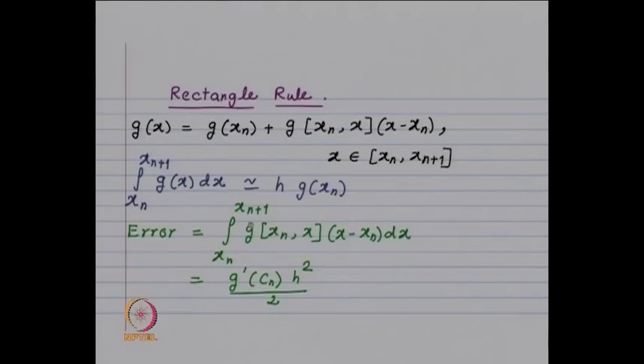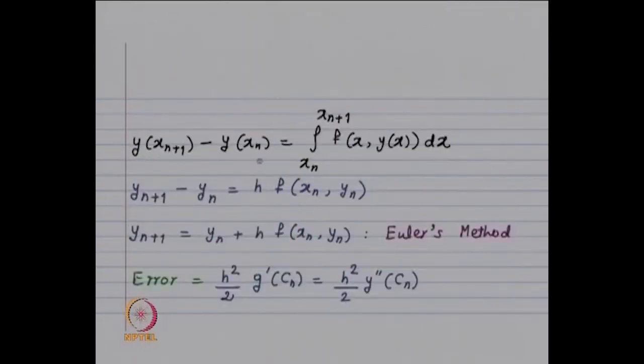So, you can use mean value theorem for integrals, take this out and then replace it by g dash of c n. Integral x n to x n plus 1 x minus x n dx will be x n plus 1 minus x n whole square divided by 2, that means h square by 2. So, this is the rectangle rule. And then y at x n plus 1 minus y at x n, this is the equation satisfied by the unknown solution y. When you apply numerical quadrature rectangle rule to the right hand side, you are going to have y n plus 1 minus y n, where y n plus 1 is approximation to y at x n plus 1. So, y n plus 1 minus y n is equal to h times g of x n, that means h times f of x n, y n.